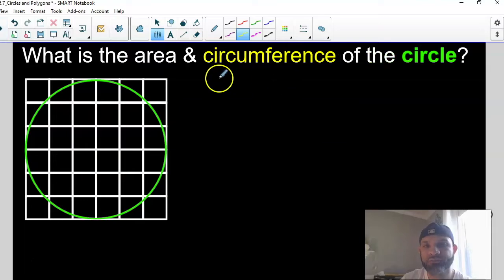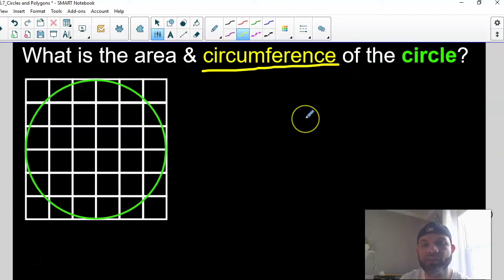Well, first of all, it's not perimeter, right? When you're talking about the distance around the circle, we're talking about the circumference, all right? So we don't say perimeter for a circle because perimeter is dealing with straight lines, right? Line segments. Obviously, the circle does not have line segments, right? So this is the circumference.